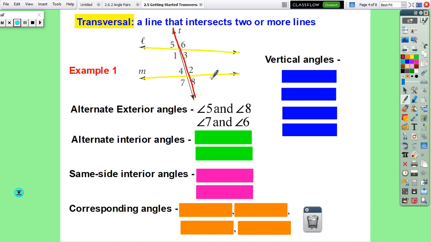All right, alternate interior angles. We would have two pairs of those. The first pair would be angle 1 and angle 2, and that's similar to alternate exterior angles, except this time interior means on the inside of the parallel lines. Okay, so 1 and 2, and so then by process of elimination, you could assume that 3 and 4 are also your alternate interior angles.